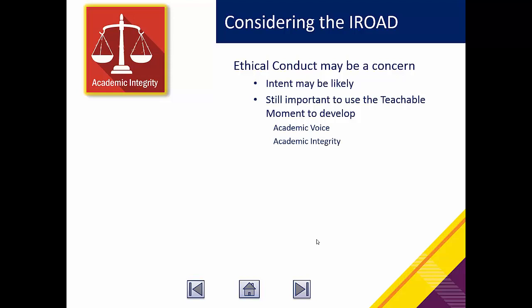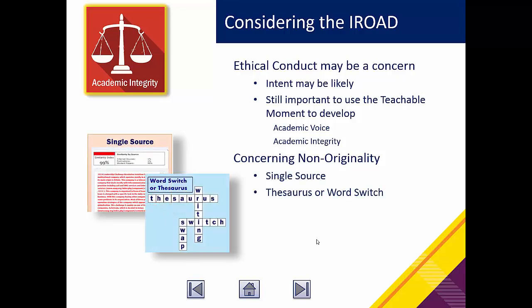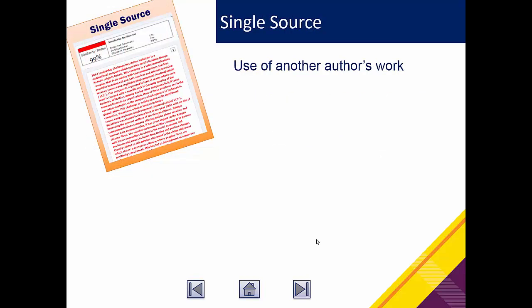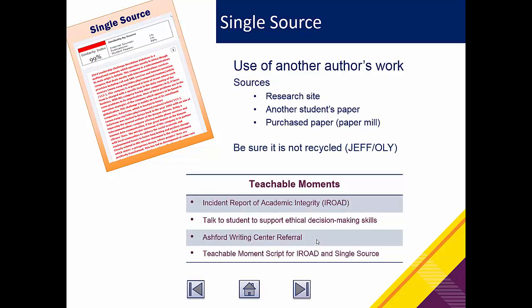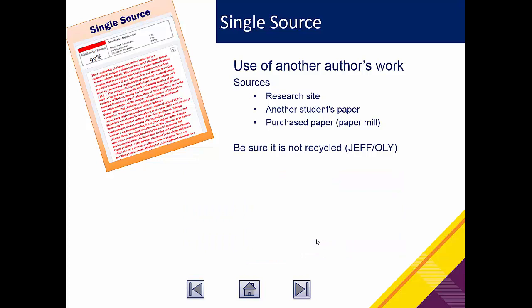Two types of non-originality are of greatest concern when reviewing student work. These include the single source paper and the word switch or thesaurus style paper. Single source papers result from the use of another author's work for the majority of the paper. The source may be a research site, or it may be a copy of another student's paper, or even a purchased paper from a third party such as a paper mill. Unlike the recycled paper, the single source will not have the student's name when reviewing the Turnitin report, and we're going to double check this language with Jeff and Oli.